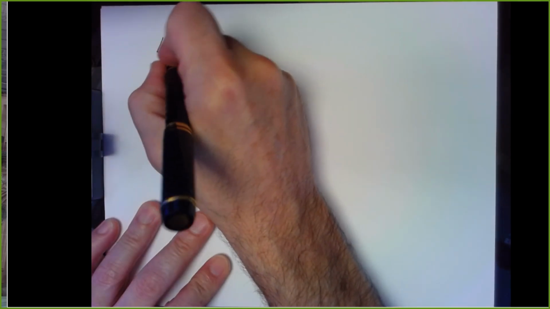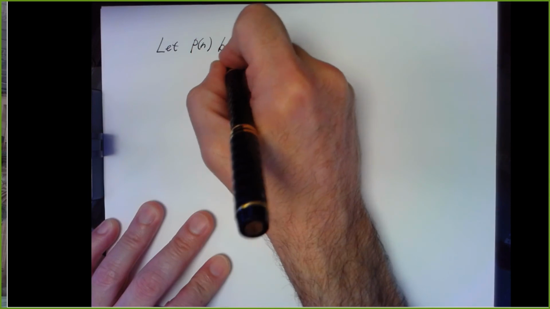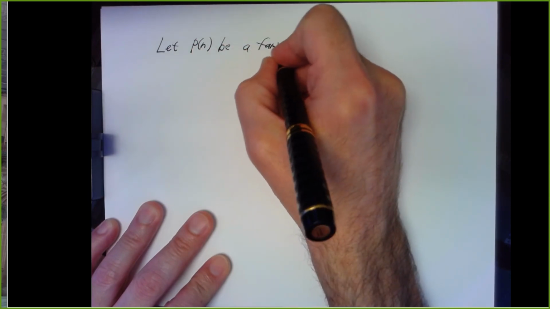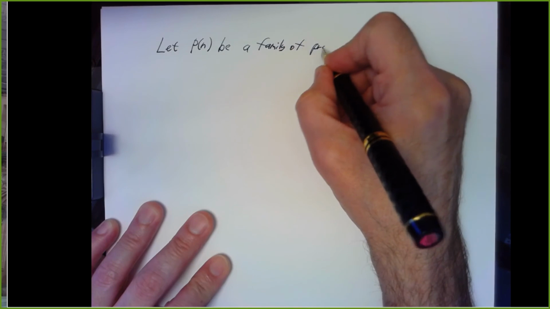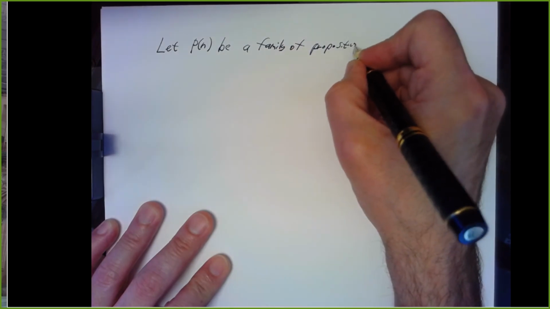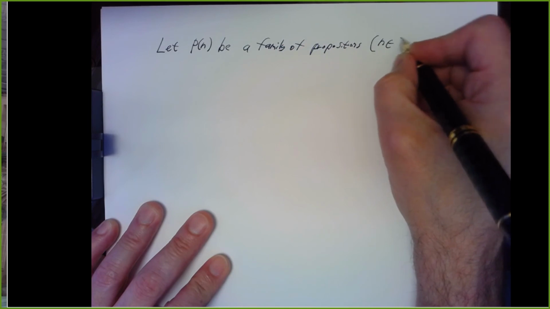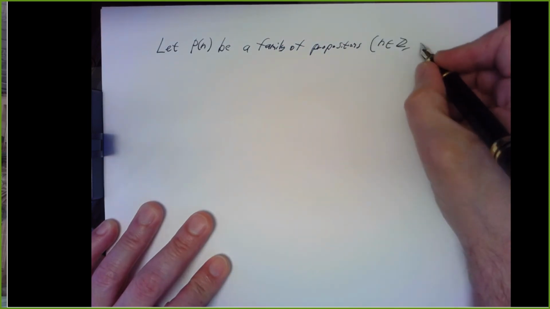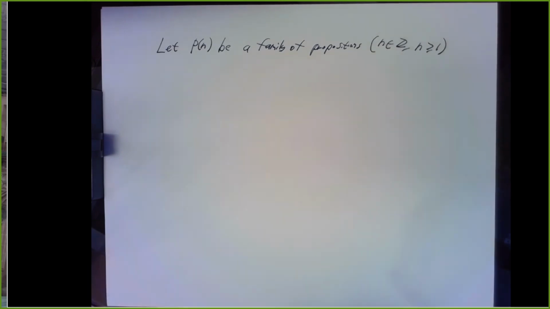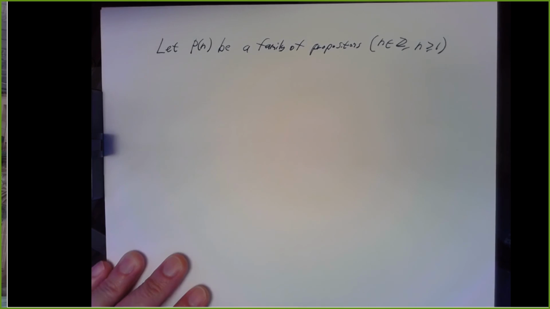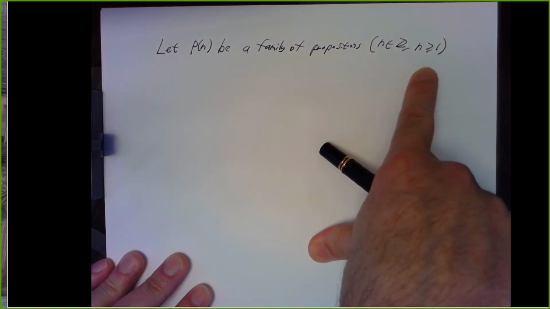So let P of n be a family of propositions. And I'm going to assume that n is an integer, and just for now, I'm going to assume that n is greater than or equal to 1. Now I could do this for any family of integers, really. I could have n bigger than or equal to 0, I could do n bigger than or equal to 15. I could do n is a prime number bigger than 11, right? But for most cases, we'll just assume n is an integer bigger than or equal to 1.